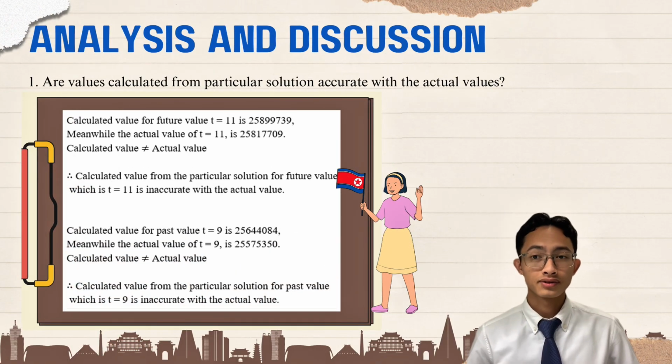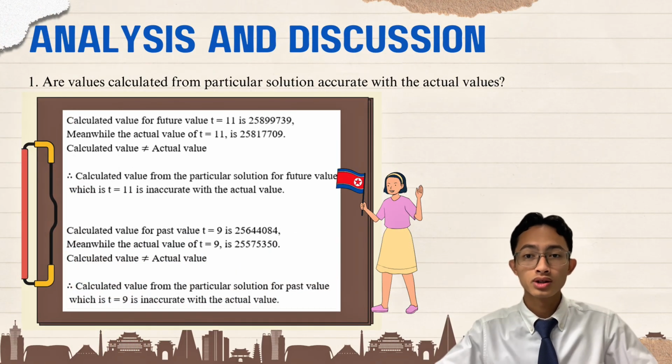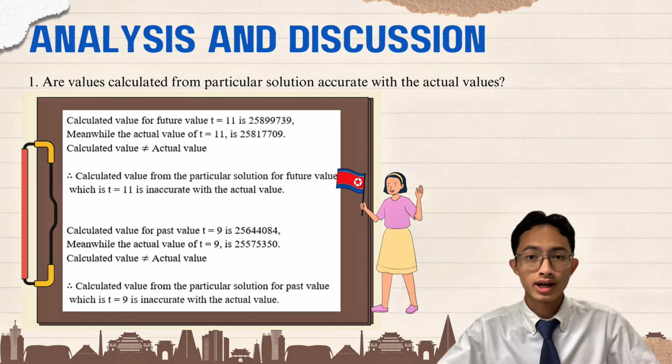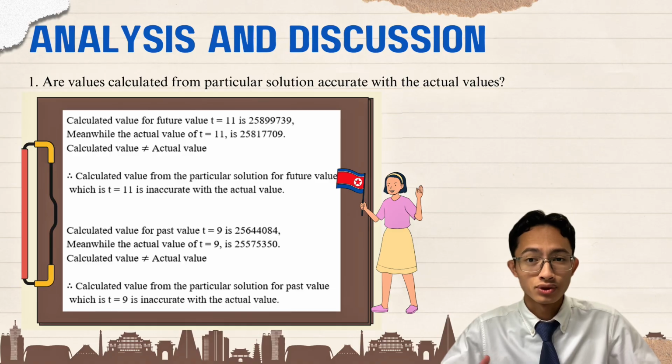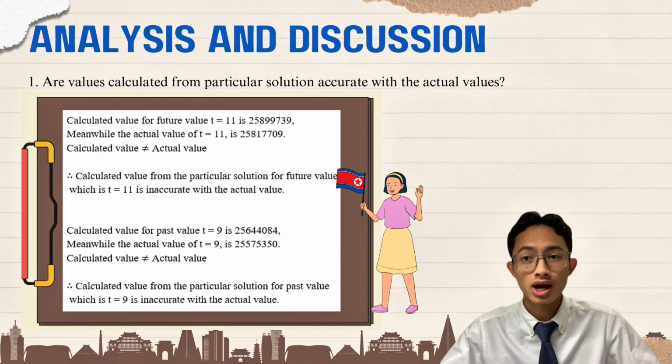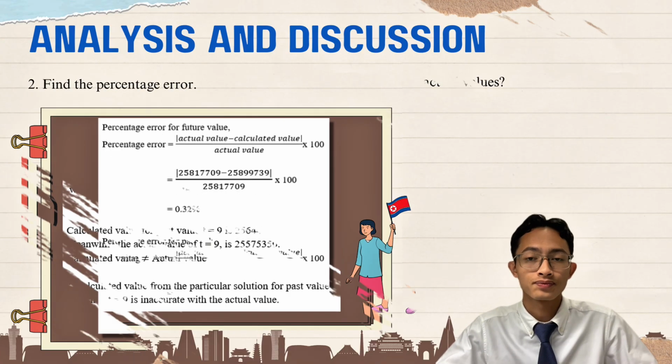Since the calculated value for the future value is not equal to the actual value, this shows that the particular solution used to estimate the future value at t equal to 11 is inaccurate. Similarly, the calculated value for the past population is different from the actual value. This difference also indicates that the particular solution used to estimate the past value at t equal to 9 does not match the actual data and is therefore inaccurate.